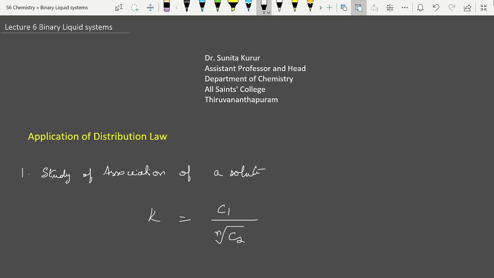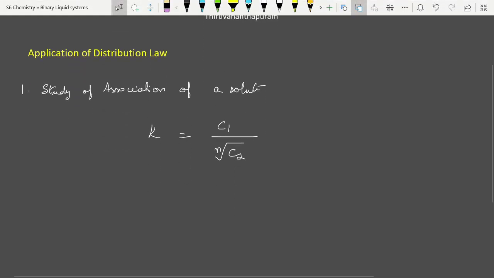For example, if you take benzoic acid, it exists as dimer in benzene, but it is existing as a monomer in water. So value of n in benzene is 2. Similar is acetic acid when it is getting distributed in the solvents benzene and water. Acetic acid also undergoes dimerization. So in such cases value of n is 2.